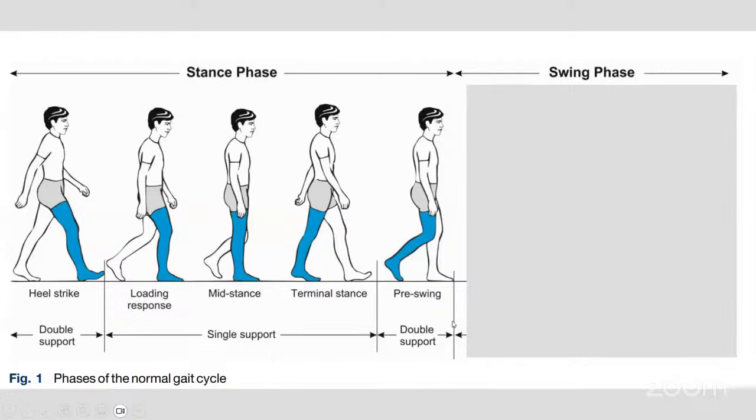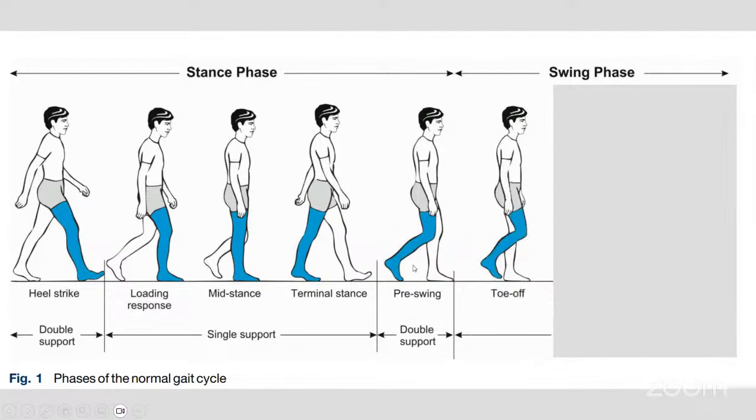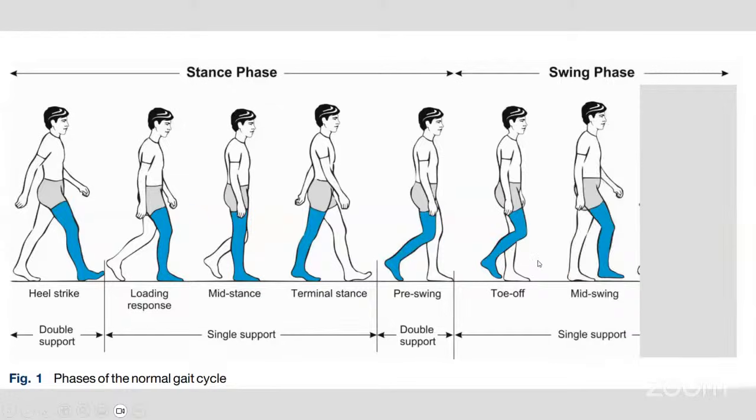Here, from the initial contact of the left foot to the ground and just before the elevation of the right foot off the ground, is the stance phase. Next, after the pre-swing phase, the swing phase will start. The first phase is toe off, initial swing, from the elevation of the right foot to the point of maximal knee flexion. And next, mid swing.